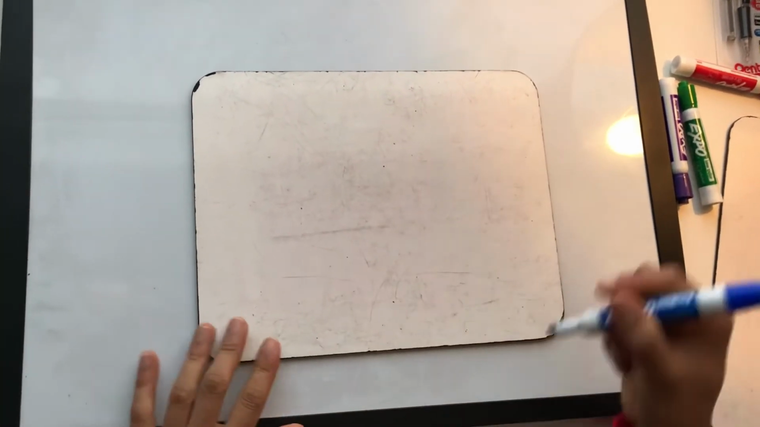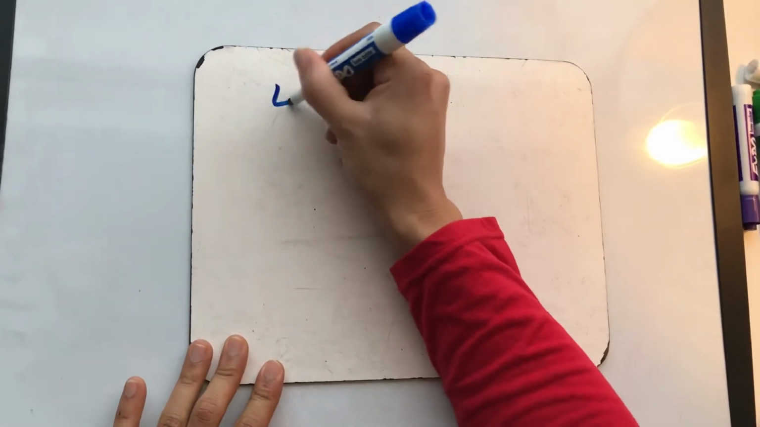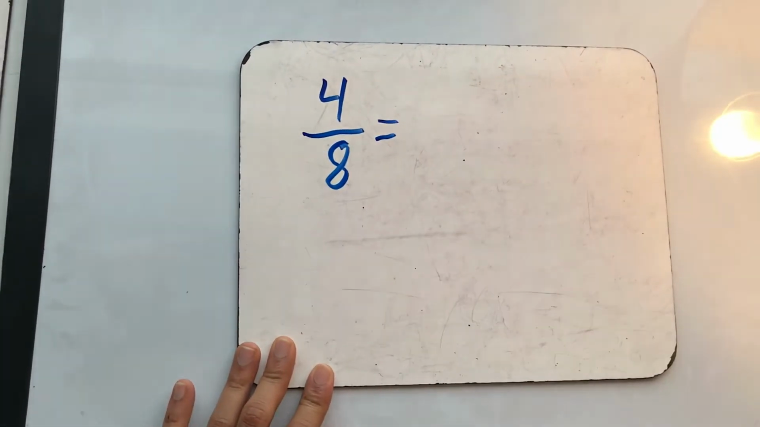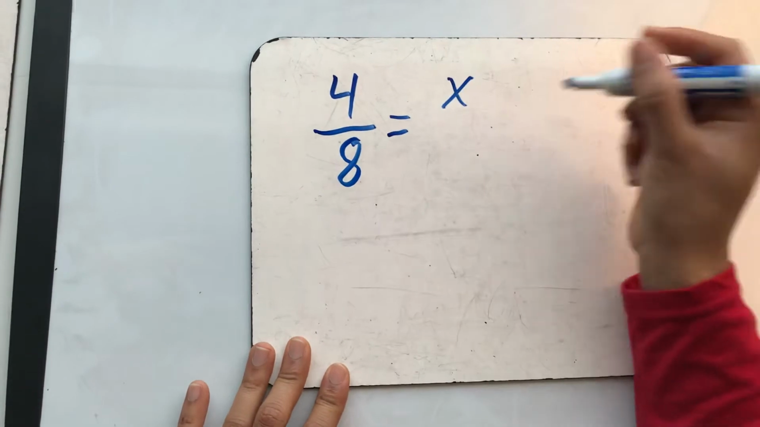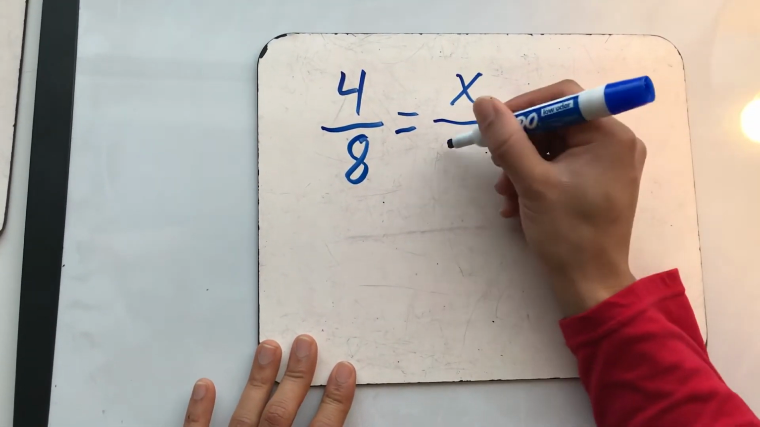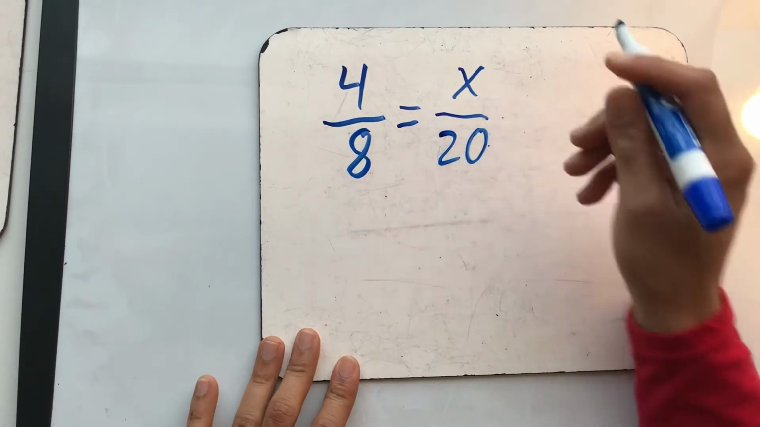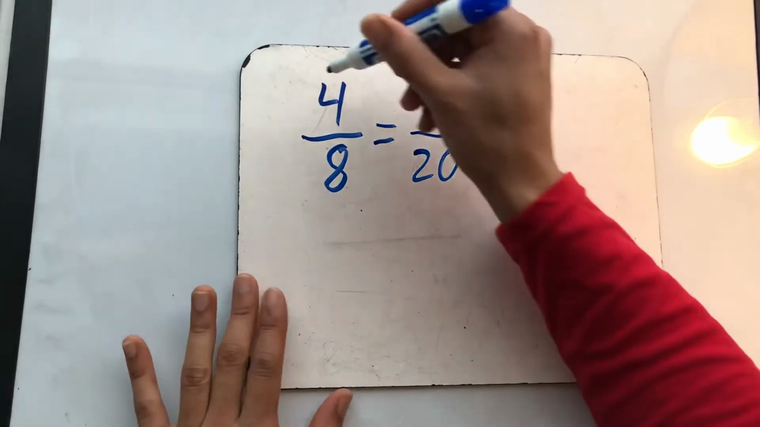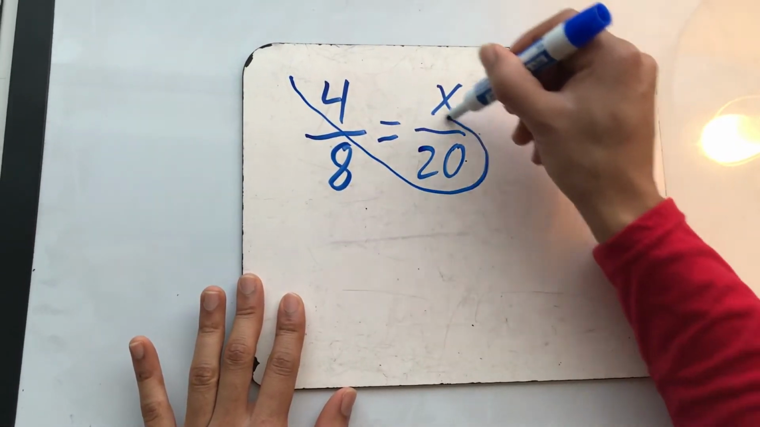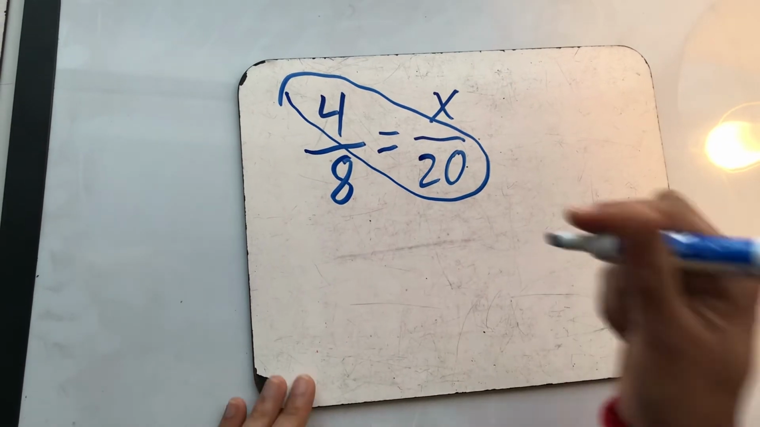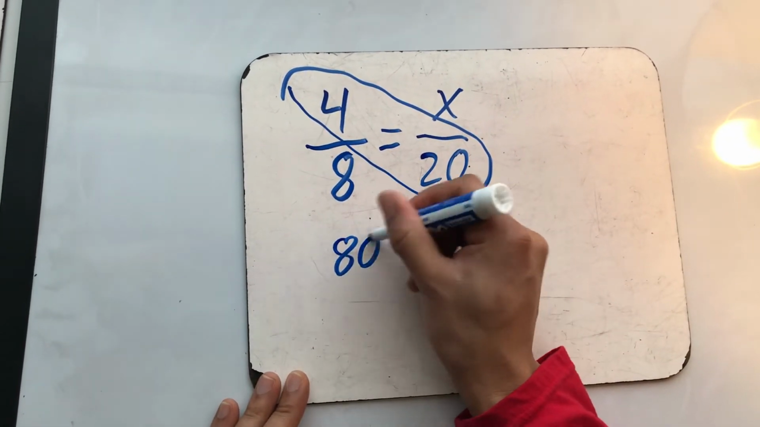Let's say we have another proportion where we say that 4/8 is equal to x over, let's use the number 20. All right. If we follow our new method with cross multiplication, cross multiplying 4 and 20 to get 4 times 20, which is 80.